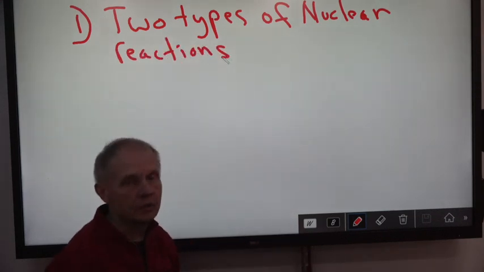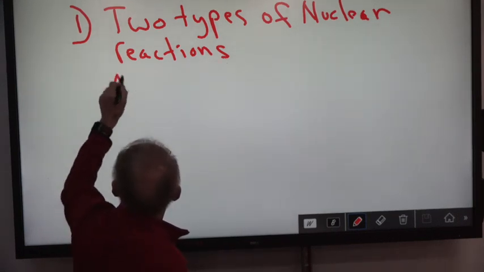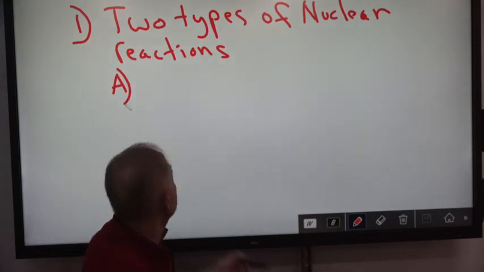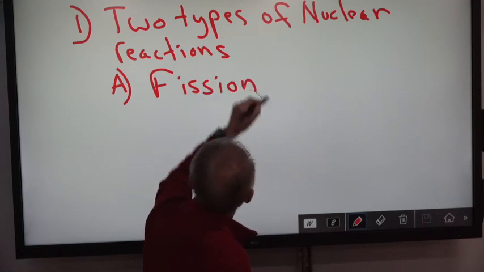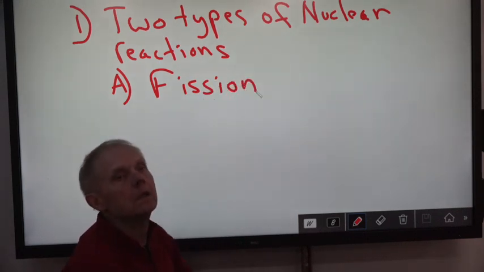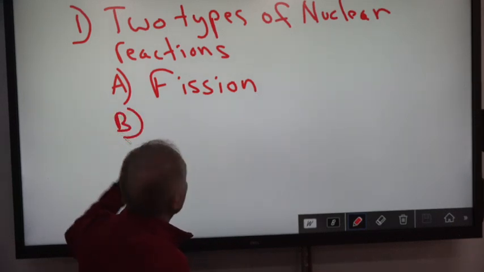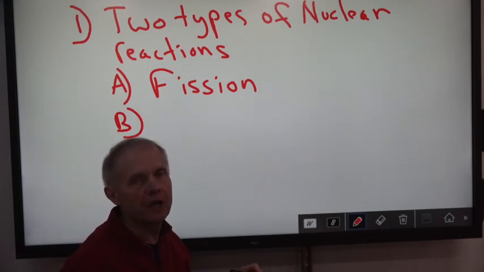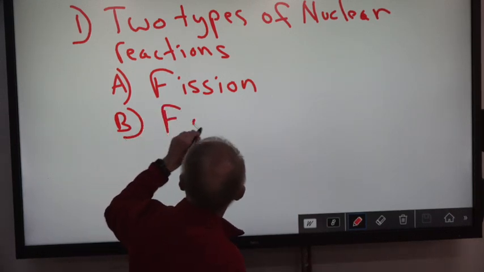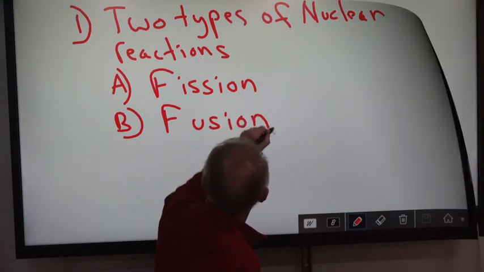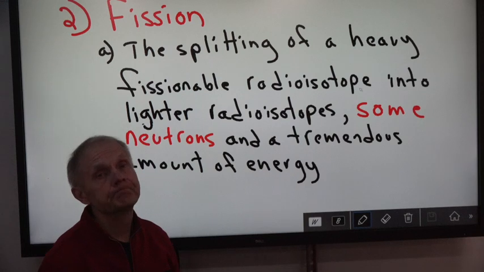There are 2 types of nuclear reactions. A, the one we're going to talk about today, is fission. The next video will be on the second type of nuclear reaction, and that is fusion. So here we go with fission. And if you have your black notebooks, you should write this down.